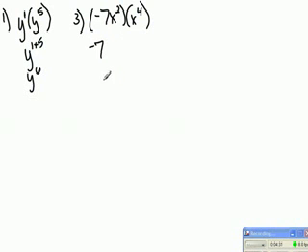Alright, well negative 7, nothing happens to that. It doesn't have anything to do with it. But I have an x squared and an x to the 4th, so they have the same base, so I keep the base and do 2 plus 4. So I have negative 7x to the 6th.